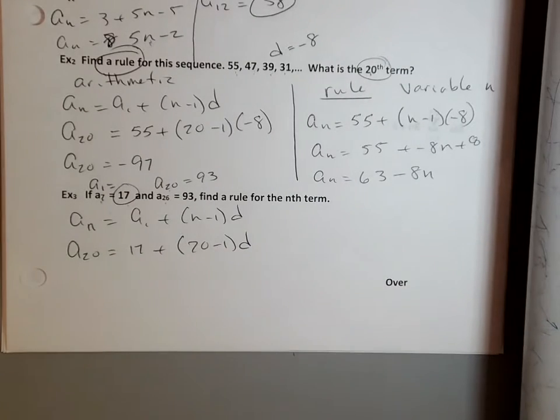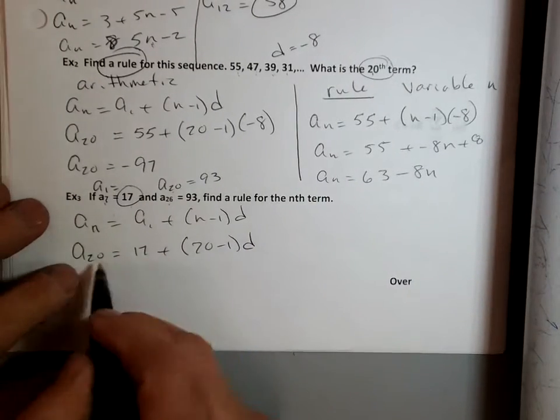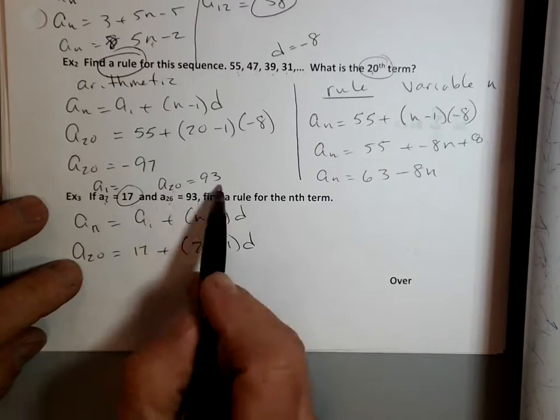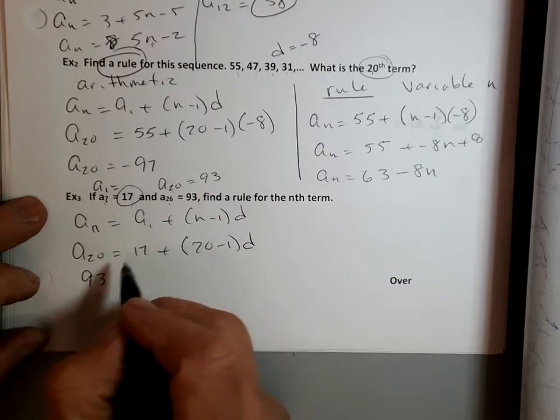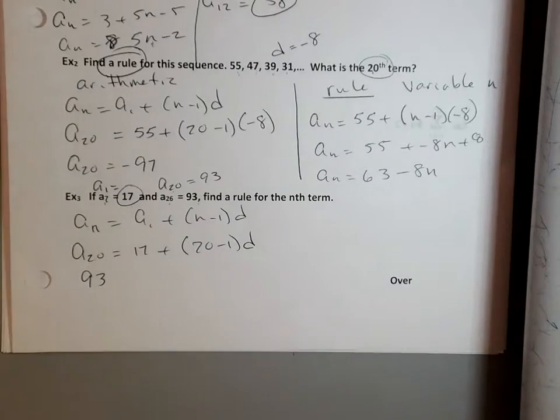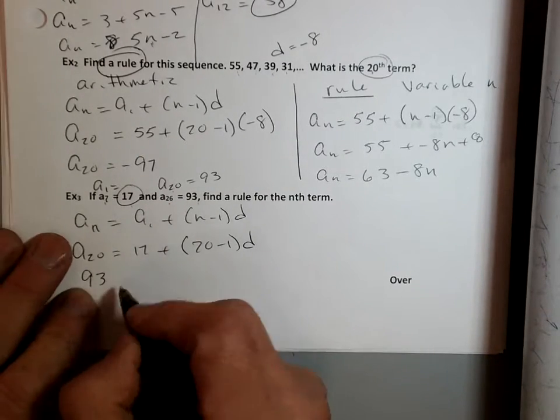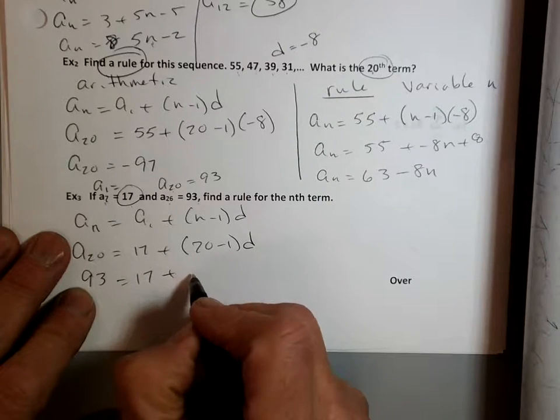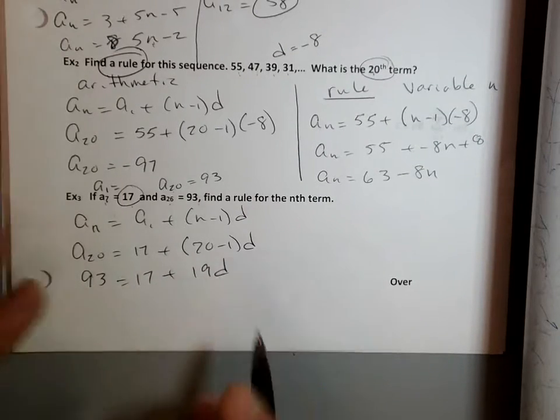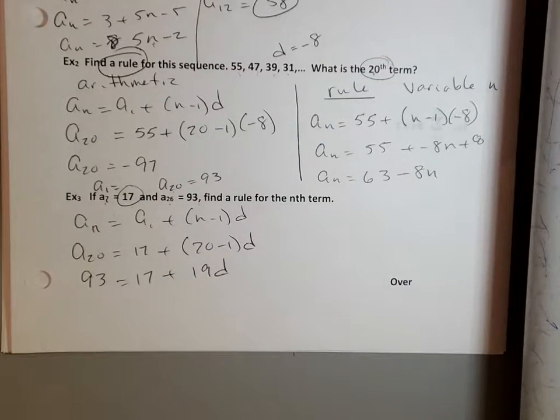I want to find D. This is a hard problem. I want to find D. So A20, I happen to know A20 is 93. So I'll put my 93 in for A20. So instead of A20, 93 equals 17 plus 19D. Okay, the whole thing I'm doing is using my formula to find D.